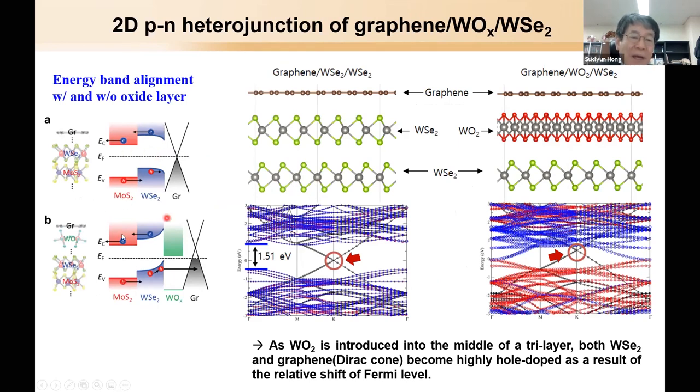To explain this band alignment, we did DFT calculations, and we found that the tungsten oxide introduced into the middle of the trilayer shows the hole doping of the tungsten diselenide and the graphene as a result of a relative shift of the Fermi levels. And this diagram is shifted to explain the experimental result.